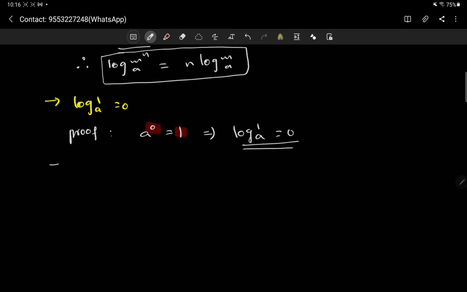See here, next one is log a base a is equal to 1. So how will we have this? Anyway, we know that a power 1 is equal to a, right? Now taking log, see here, these two numbers will interchange, 1 and a both will interchange, so that log a base a is equal to 1 we have. That's it. Okay, so this is enough.